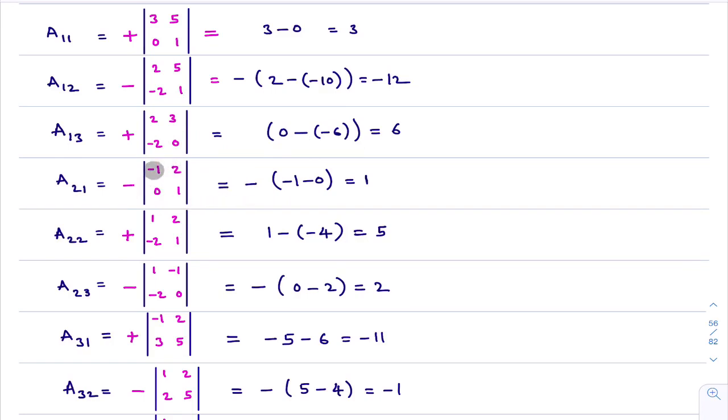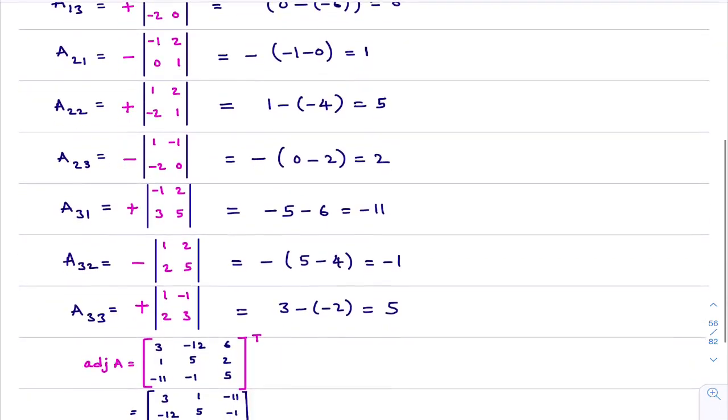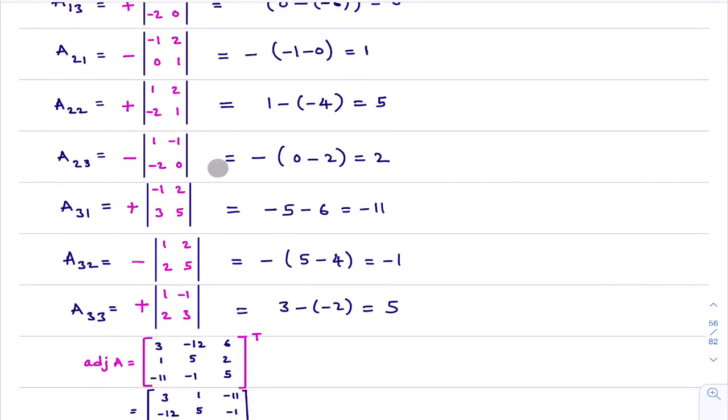Now expand this determinant. Minus 1 into 1 is minus 1, minus 0 into 2 is 0. If you simplify this, you get plus 1. And plus is there here. Expand this determinant: 1 into 1 is 1, minus 2 into 2 is minus 4. Minus of minus is plus, 1 plus 4 is 5. Like that you expand, because from the first exercise onwards we are calculating these determinants of 2 by 2 matrix and determinant of 3 by 3 matrix. Like that you expand all these things.